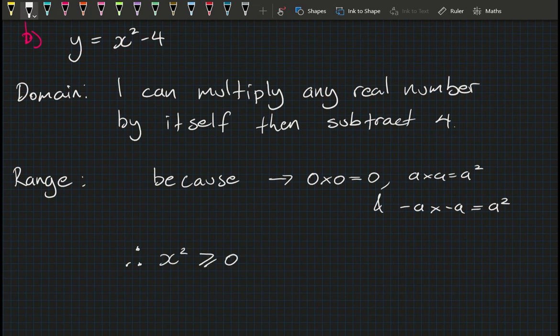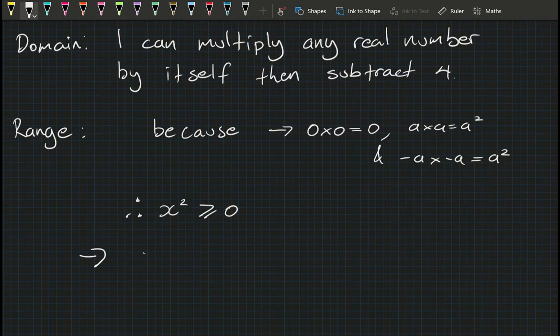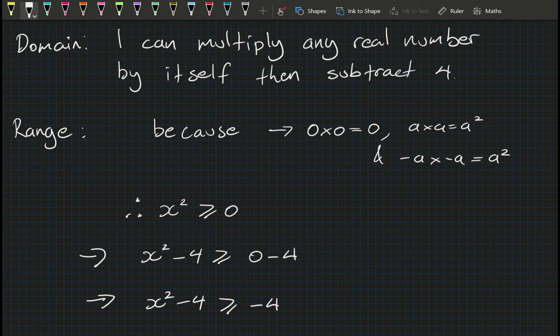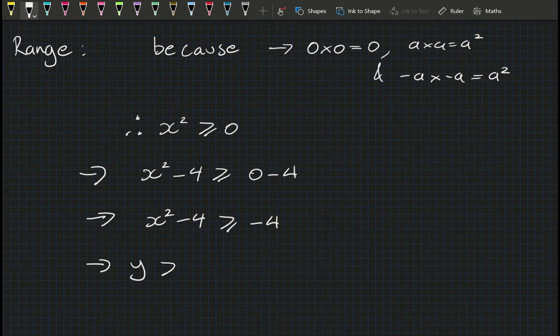So if I subtract 4 from both sides, then we have x squared minus 4 is always going to be greater than 0 minus 4. Or in other words, x squared minus 4 is always going to be greater than or equal to minus 4. And x squared minus 4 is the definition of y. So that means that y has to be greater than or equal to minus 4 as well. So this is an answer you're going to have to take note of, okay?